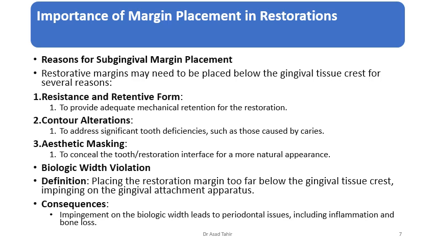Biologic width violation. Definition: placing the restoration margin too far below the gingival tissue crest, impinging on the gingival attachment apparatus. Consequences: impingement on the biologic width leads to periodontal issues, including inflammation and bone loss.